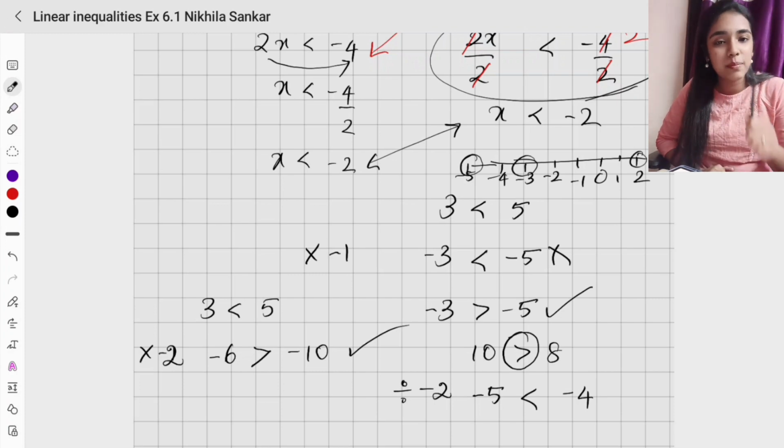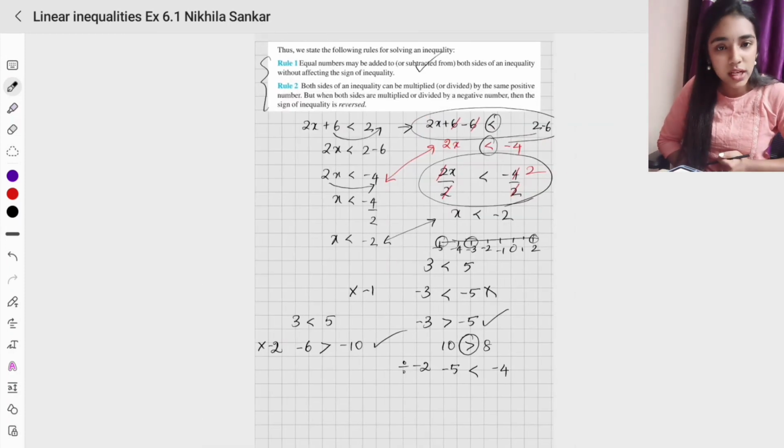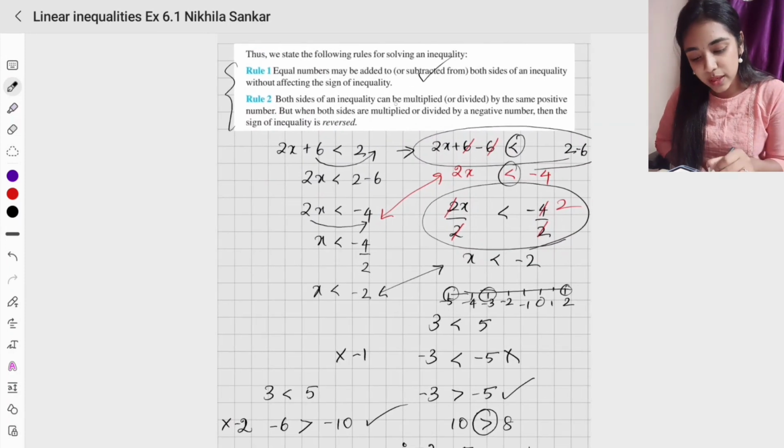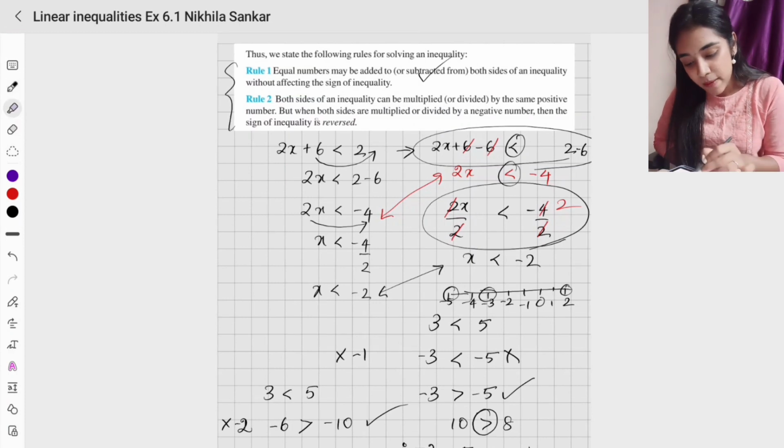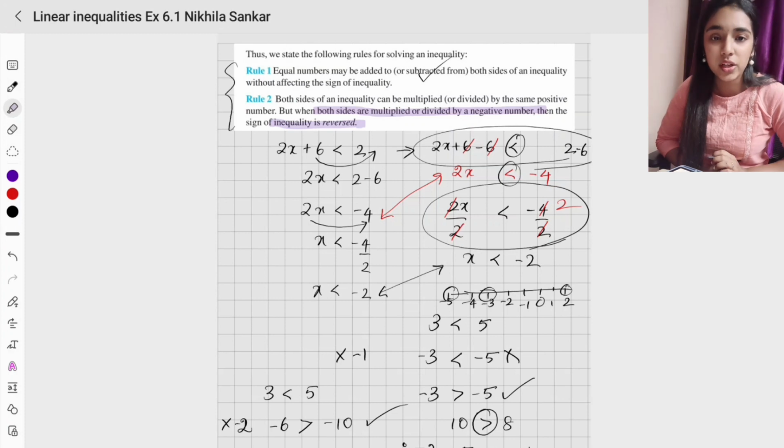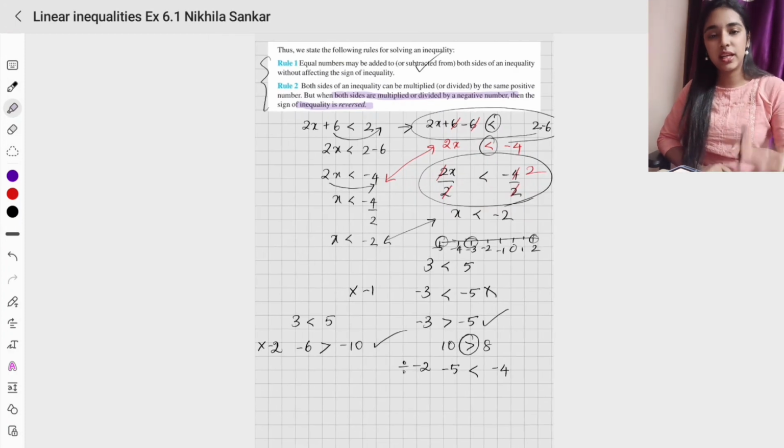But whenever you're adding or subtracting positive or negative numbers, the inequality does not change. It applies only to multiplication and division. Okay, please pay attention, these are some basic concepts. This is rule number 1 and rule number 2. Rule number 2: both sides of the inequality can be multiplied by the same positive number, but when both sides are multiplied or divided by a negative number, then the inequality is reversed. This concept is very, very important. When you multiply or divide by a negative number, don't forget that the inequality changes.